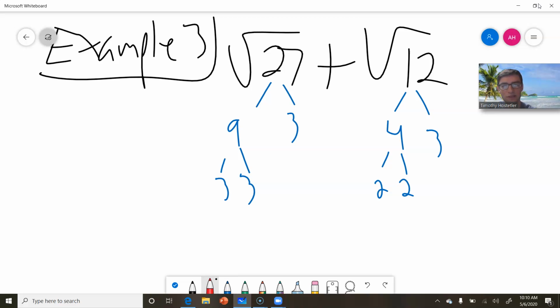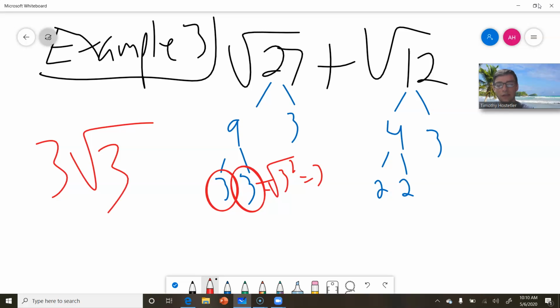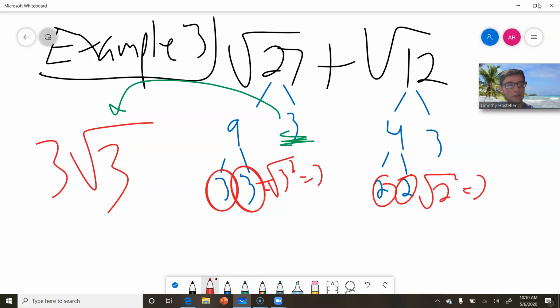So I say, what does this one have in common? Well, it has a 3 and a 3. So that's 3 squared, which when I take the square root is 3. So I know I can pull it out: 3 times the square root of 3, right? The 3 was what was left over, so it stays inside. And then I do this one over here, and I get 2 and 2. So that's 2 squared. I take the square root of that, and that's 2.